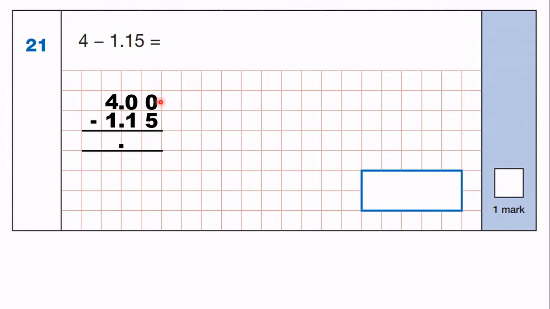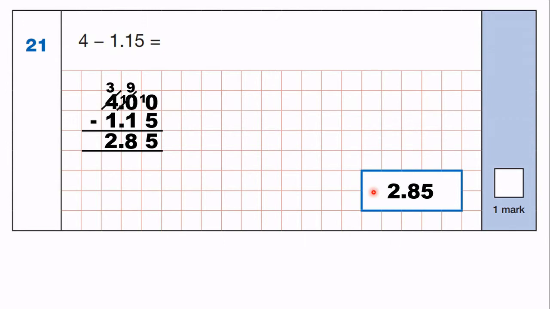Now we can't do 0 take away 5, and we can't exchange with the tenths, so we need to go all the way over to the units and exchange 1 unit for 10 tenths, and now we can exchange 1/10 for 10 hundredths. Now 10 minus 5 is 5, 9 minus 1 is 8, and 3 minus 1 is 2. So our answer is 2.85.